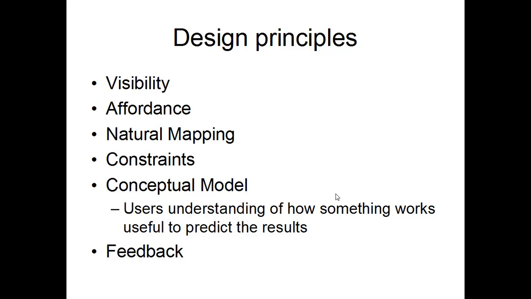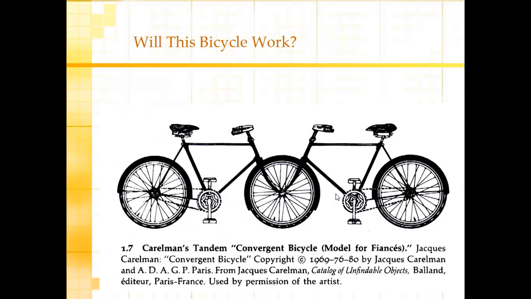The fifth design principle is the conceptual model, where users build a certain type of working model of the system in their head. It need not necessarily be the correct model of that thing, but it will be useful to predict the result, according to the user. When you take a look at this bicycle, based on your knowledge of physics and other laws, people create a conceptual model of it. They try to imagine that somebody is riding on this bicycle and then they predict that this will not work.